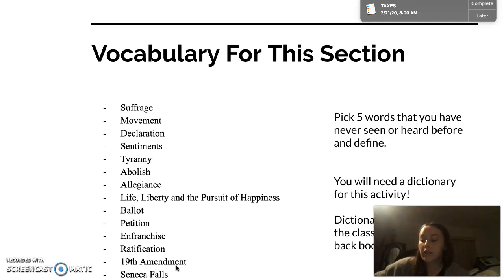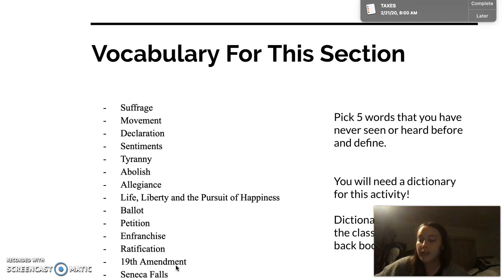You're right. It's the process of voting in writing and usually in secret. That's when we go and we vote and we're hiding in those little stalls. That's perfect. Great job. Another word. What did somebody choose? Awesome. Ratification? Perfect. So what did you find about ratification?